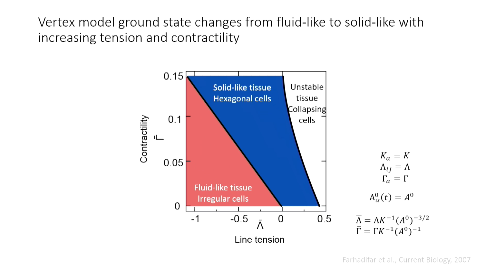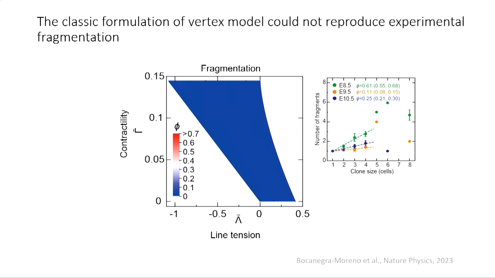But then there is a whole region where you have a solid-like tissue with hexagonal cells. And then if you increase the tension even further, what happens is that cells are collapsing because the elastic term cannot overcome the contractile terms. So cells are collapsing. And now taking this, so this is the classic vertex model. Okay, we added the cell division. We wanted to ask what's the fragmentation. I did the simulation, and basically, yes.